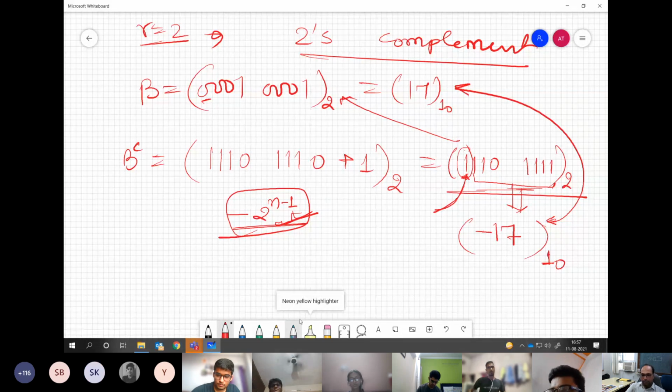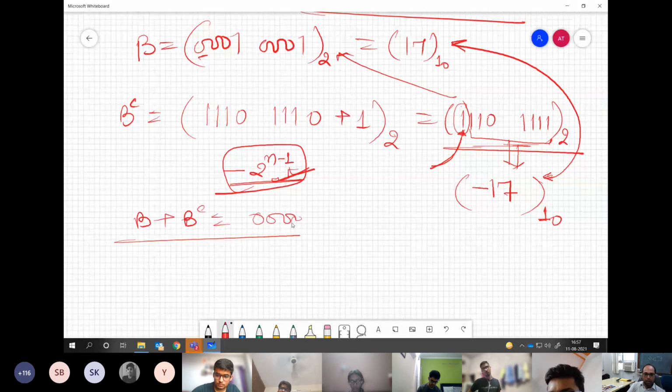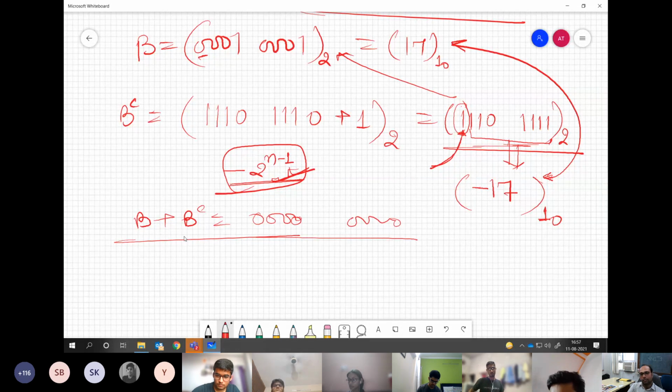And you can verify by adding these two numbers together, b plus b's complement, and you will find that you have all 0, 0, 0, 0 sitting all over. Can you see that? There may be some carry forward, but that will be ignored.